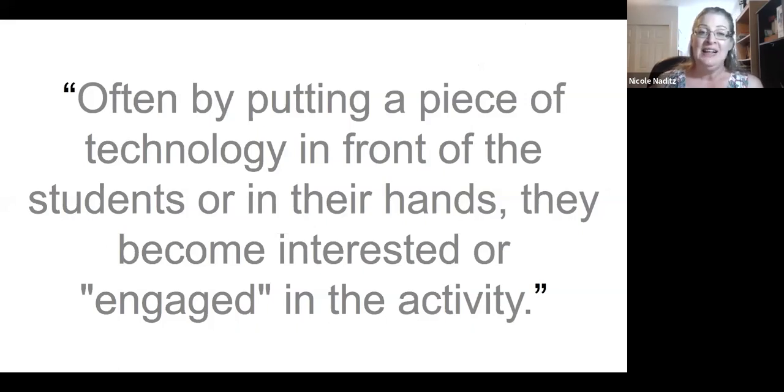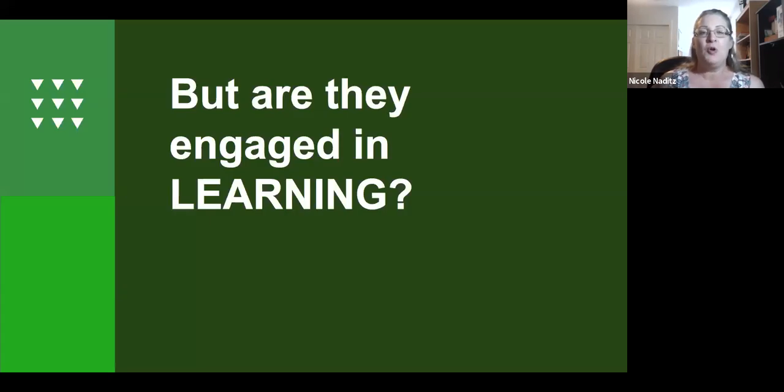That's a good point. So the question becomes, if they are interested in the tool, does it automatically mean they are engaged in learning? And some of us, depending on your experiences and the kinds of things you've already tried in your classrooms, even before going to distance learning, might be able to see a distinction at times between where interest in a tool and being truly engaged in learning were not the same thing.